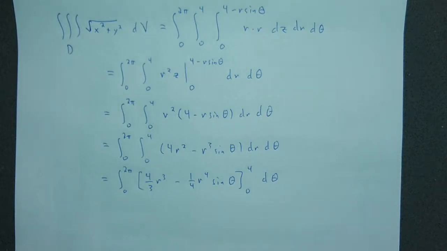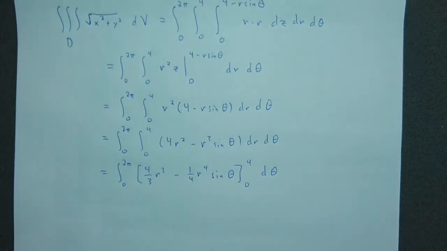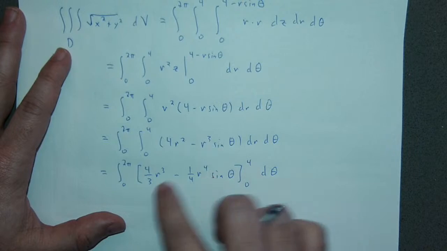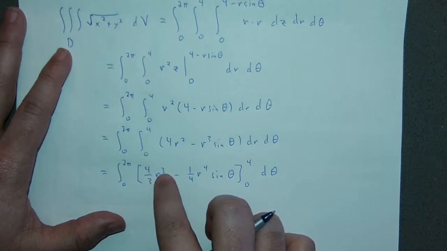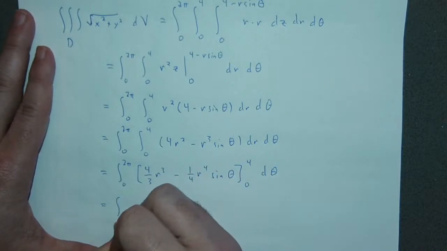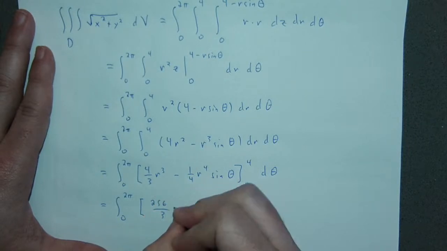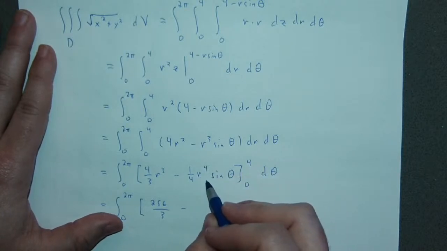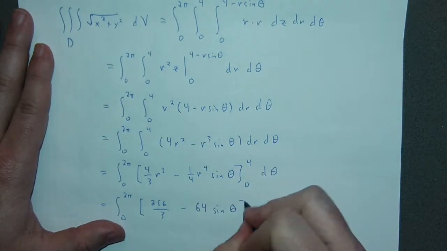So let's see what I have going on here. Plugging in 0 into each term, I get 0, so I only have to pay attention to plugging into the top. So I would have 4/3 times 4 cubed, so that's 4 to the 4 over 3, which is 256 over 3. So this is the integral from 0 to 2 pi of 256 over 3, minus 4 to the 4th times 1/4, which is 4 cubed, which is 64. So this is minus 64 sine theta d theta.